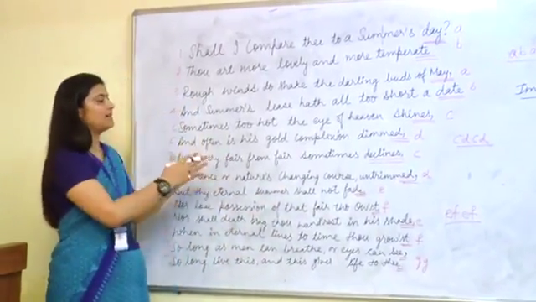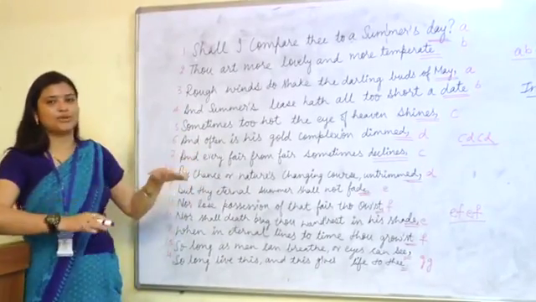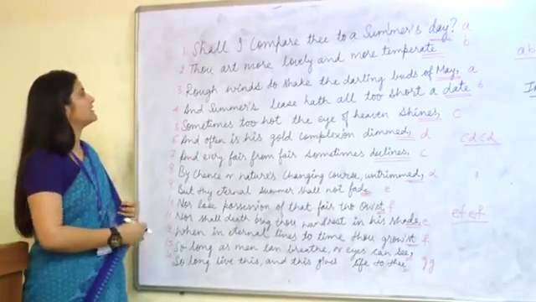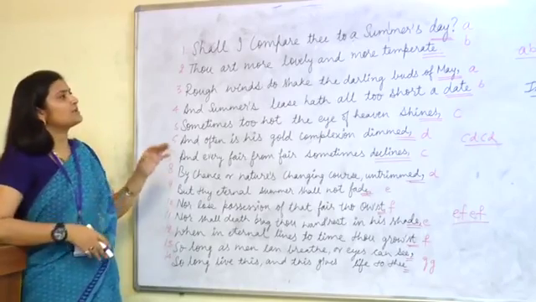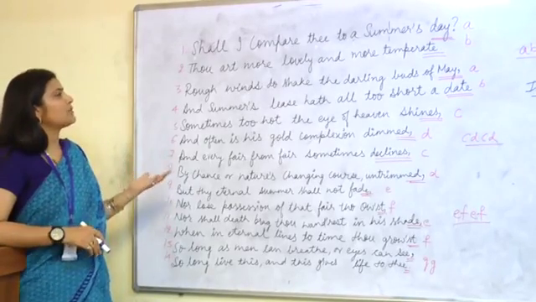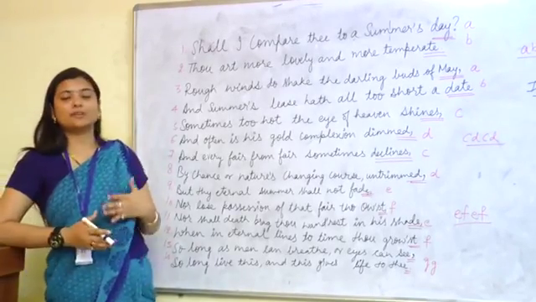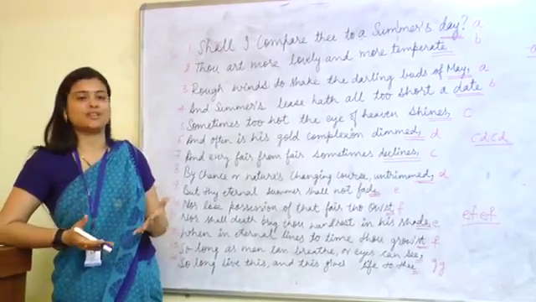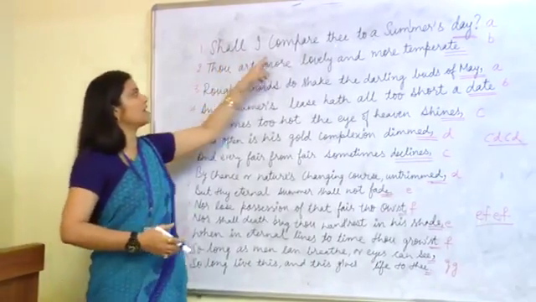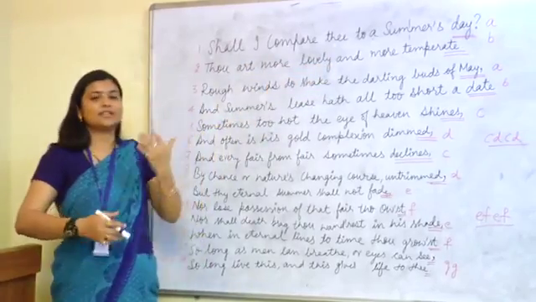Now let's try to find out what the poet is trying to explore in this sonnet. "Shall I compare thee to a summer's day, thou art more lovely and more temperate?" First of all, the poet is just trying to put a question. It is a rhetorical question in the beginning: shall I compare thee to a summer's day?